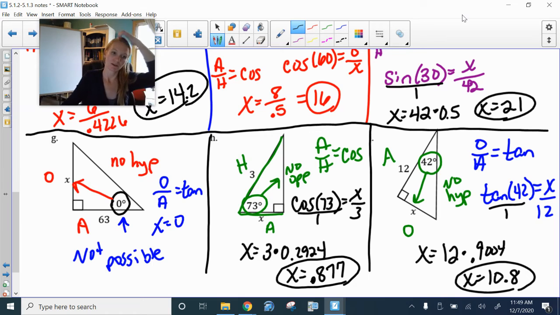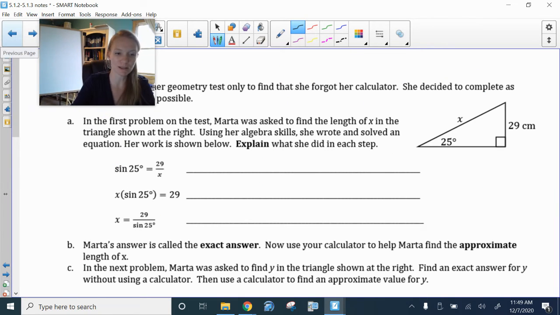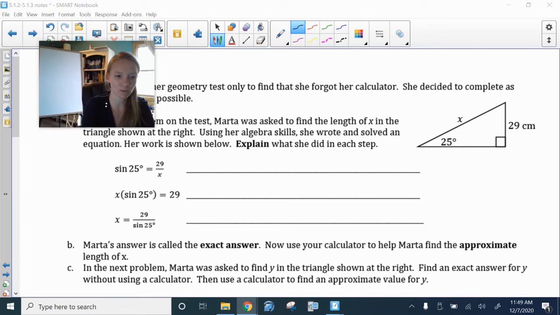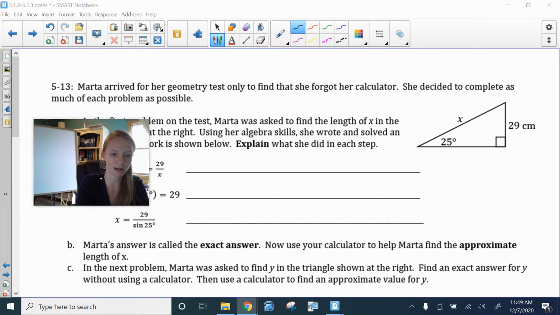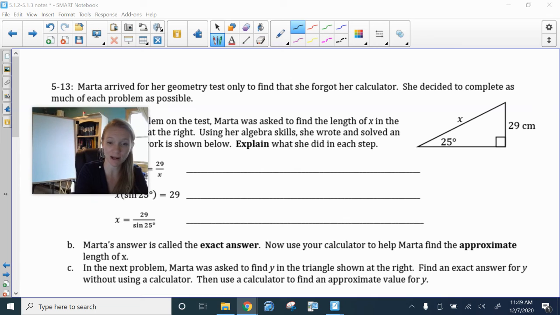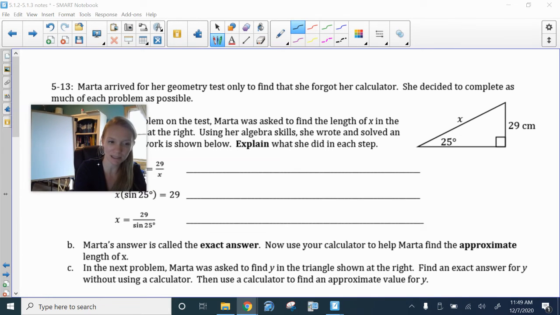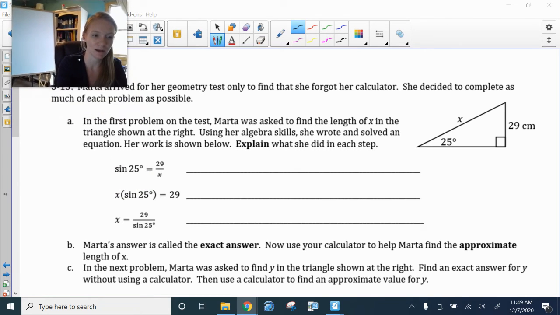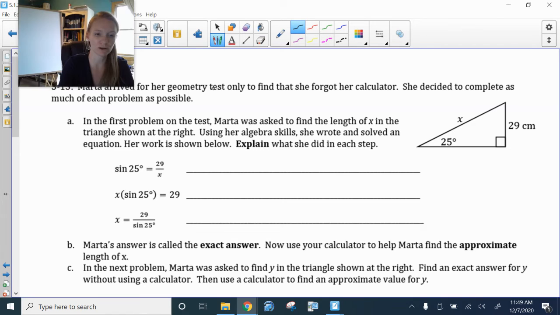Okay. So now that we've done a bunch of those, let's take a look. We've been working kind of towards this idea. We have this person, Marta, who arrived for her geometry test only to find that she had forgotten her calculator. She decided to complete as much of the problems as possible, showing her work, showing her steps.